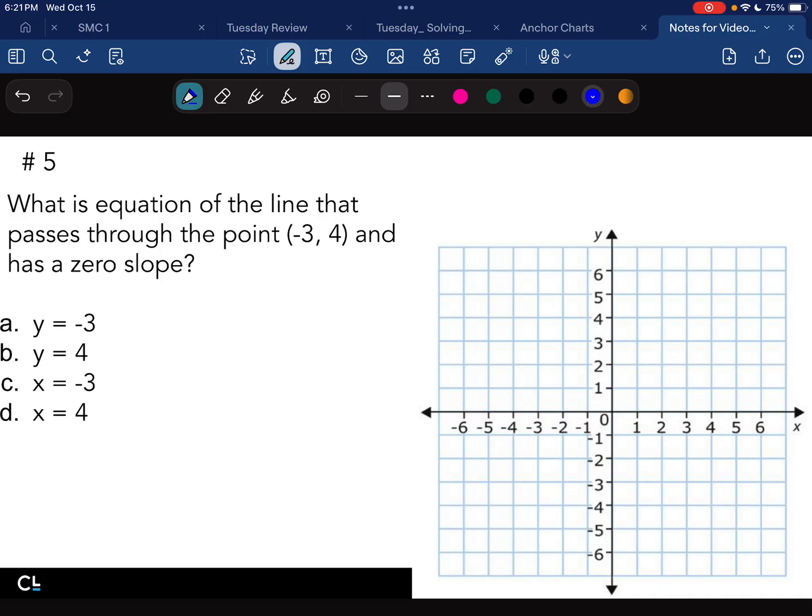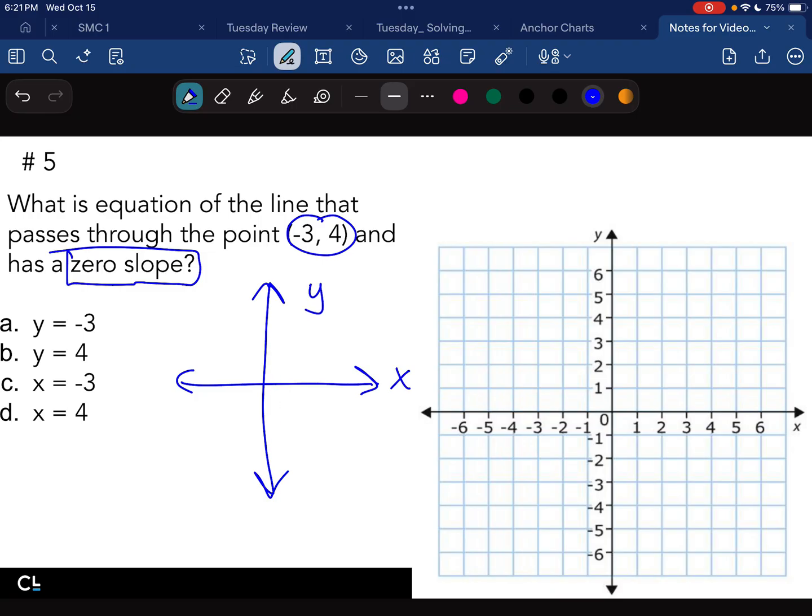All right, for 5, it says, what is the equation of a line that passes through the point -3, 4, and has a 0 slope? So same thing as before. I am going to do it without using the grid, but you have the grid to still help you. I'm going to draw my x-axis, my y-axis, and even if I don't know where the point is, I'm going to put it in a spot right here. I am doing this so I can visually see what is going to help me. So it passes through the point -3, 4, and has a 0 slope.